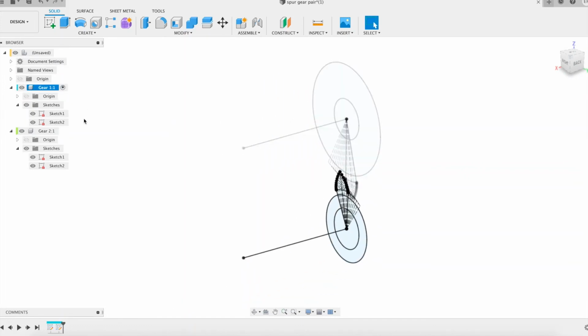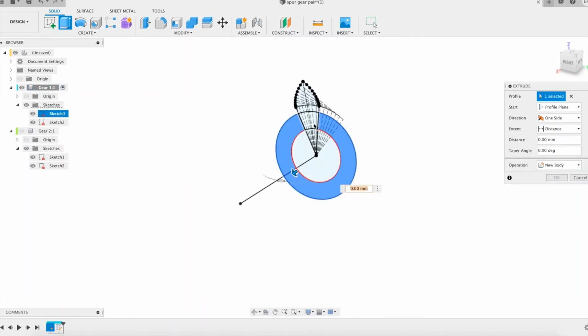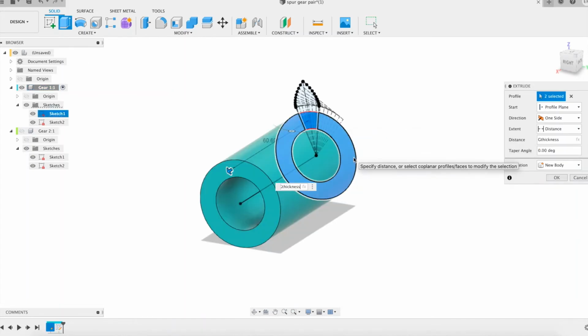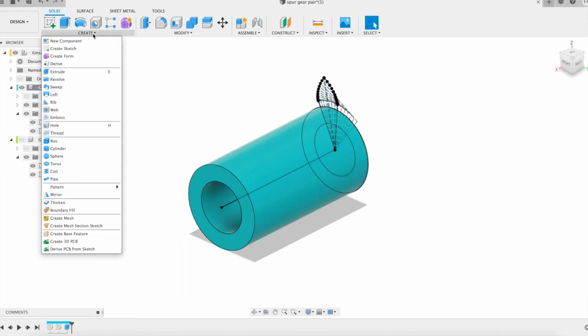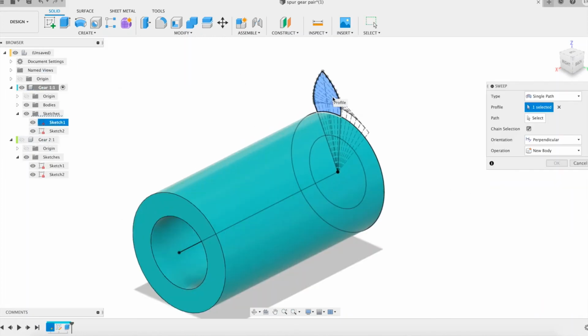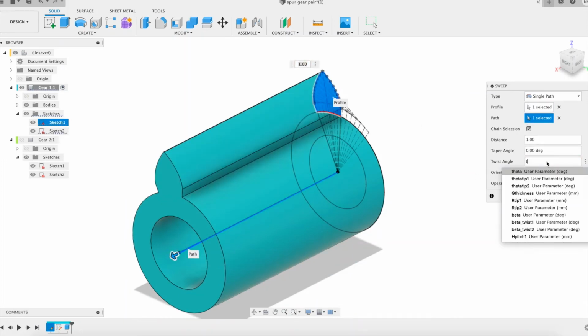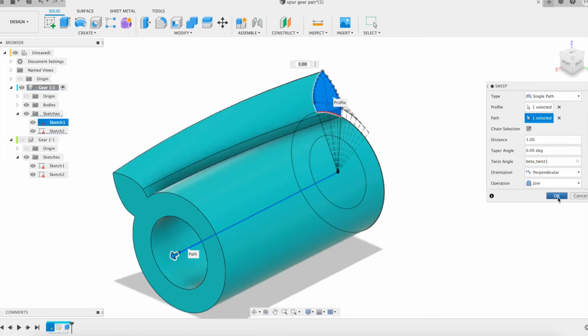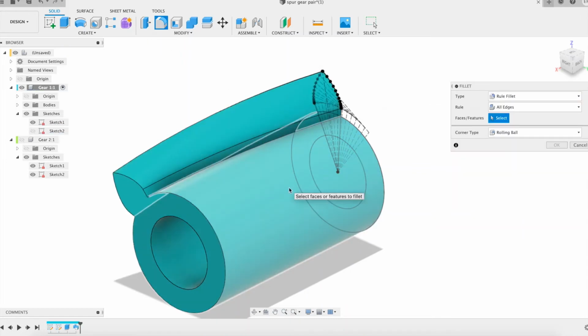I now proceed to the modeling of the pinion. I generate a cylinder by extruding the root circle. I continue by extruding a tooth using the sweep feature. This is where the axis drawn in the second sketch comes into play. The two extrusions are joined into a single solid body. I continue with a fillet at the root of each tooth flank.